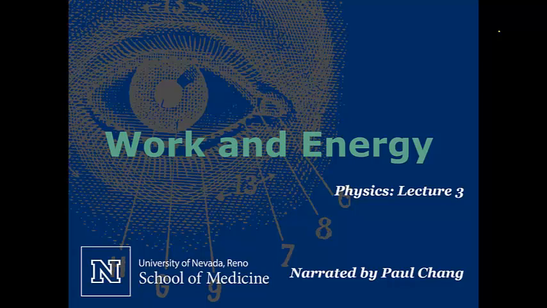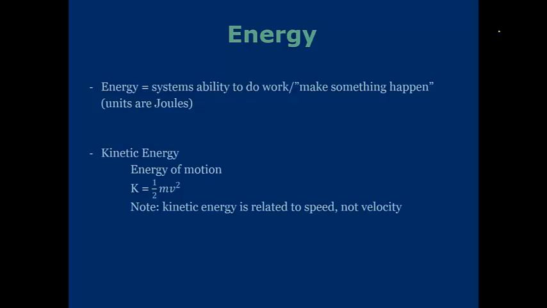Physics, Lecture 3, Work and Energy. What is energy? Energy, put simply, is a system's ability to do work, otherwise make something happen, the units for which are joules. There are two types of energy that we will be discussing.